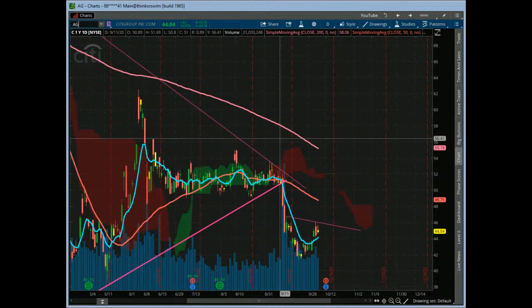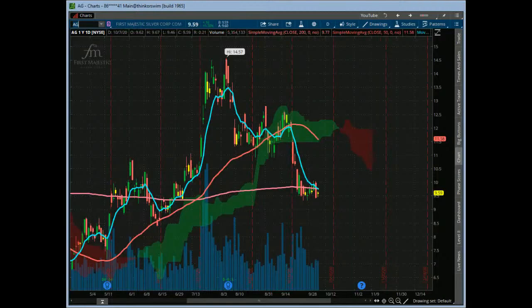AG, let's take a look. So AG, First Majestic Silver. Okay, so pretty wild stuff here, right? So inside day on this one after a pretty rough day. So let's see how that holds. Again, it's less than a 50% retracement right there. So see how that holds off of that inside day level today.